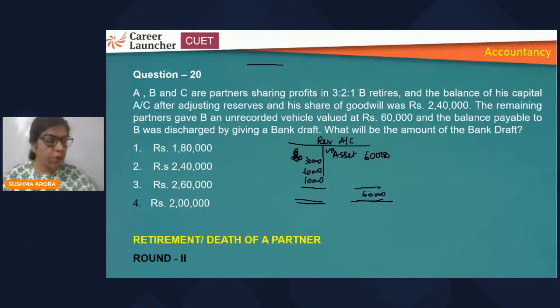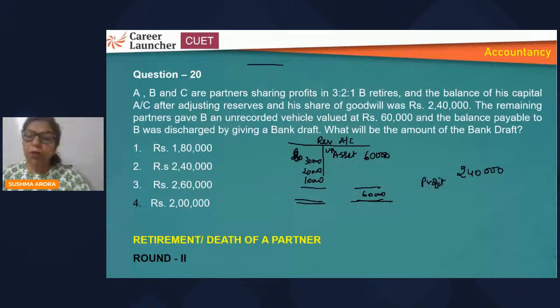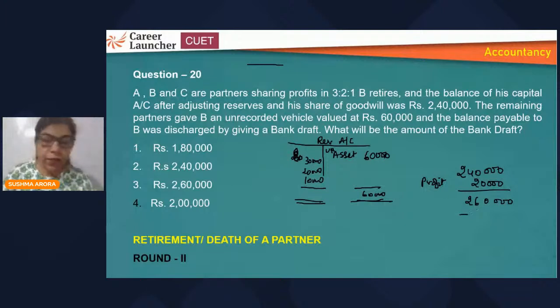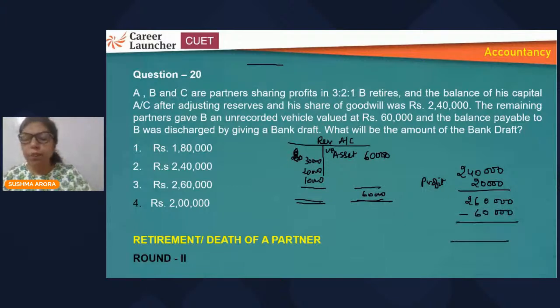Now B retires, so his share is 2,40,000. Now he will get the profit of revaluation. Profit of revaluation, his share is 20,000. So that will be 2,60,000. Now they are giving him an unrecorded vehicle of 60,000. So what is the bank draft now? Okay, so the answer is 2 lakh. Clear children? Your answer is 2 lakh.